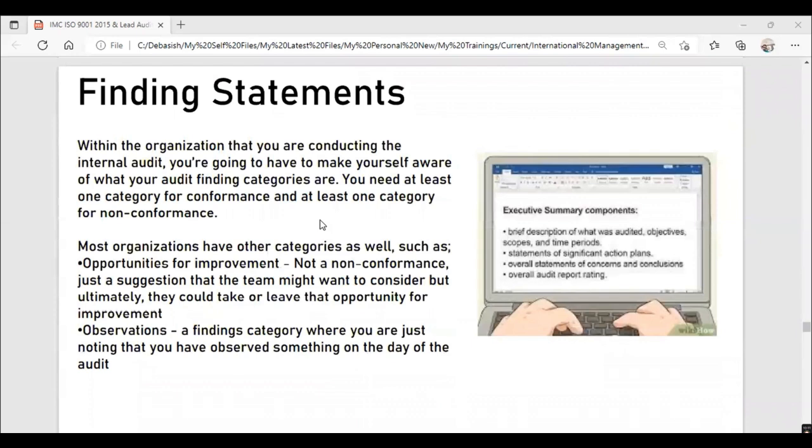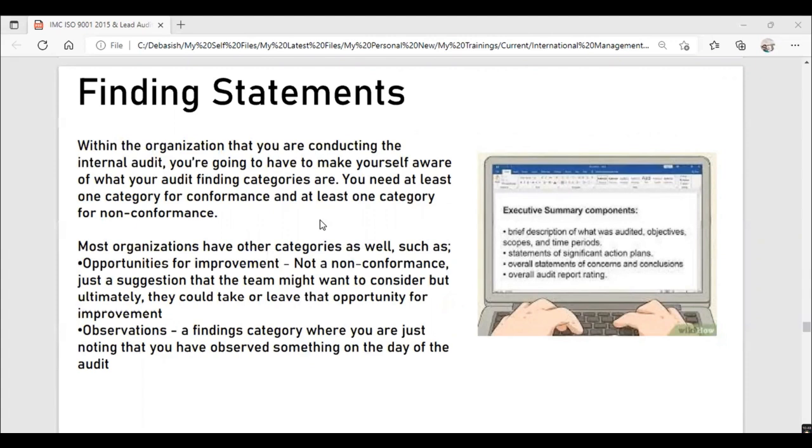Finding statements. An audit finding is a statement that describes what was found during an audit. An audit finding is not necessarily bad or good. Audit findings ideally should include non-conformance, opportunities for improvement, which we are going to discuss later, and the strength. What is a non-conformance or non-conformity?